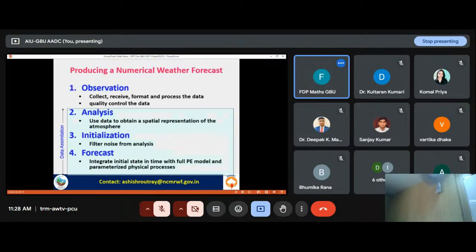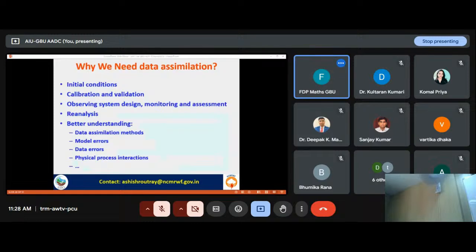So in numerical forecasting we have the observation and the analysis because we have to represent our initial condition. In the initial field there is noise, so you apply some noise filtering, then you have to forecast. So many methods were developed for how to forecast. You have to prepare your initial step, calibration, validation of your observation, and observing system design. Whatever observation I am producing, which has not been utilized, can be issued.